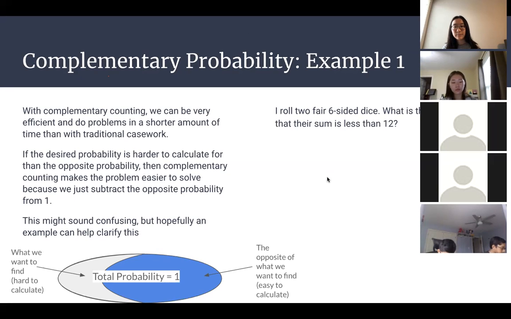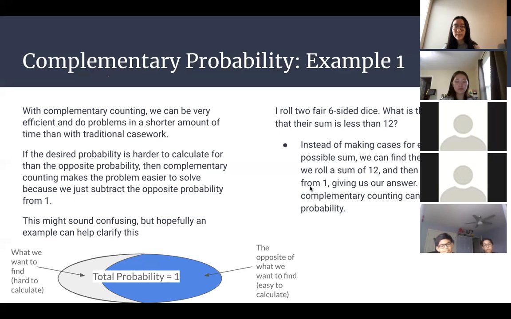Well, there's only one possibility that it can be 12, which is 6 and 6, and there's 36 total cases. So 36 minus 1 is 35. So 35 over 36. Instead of just finding every single way something can be less than 12, we just find the one way where that doesn't meet our criteria, where the sum is going to be 12, and we subtract that from the total number of ways.